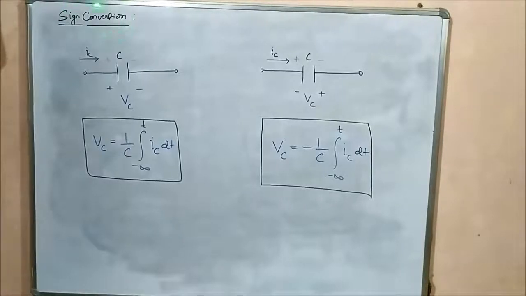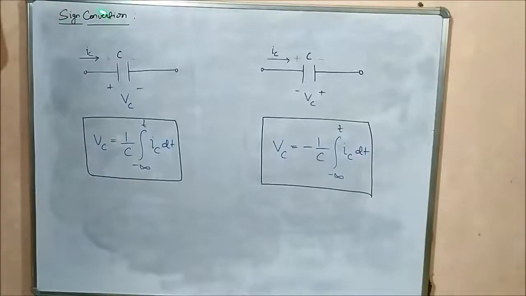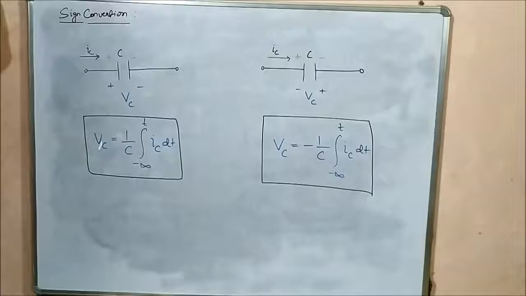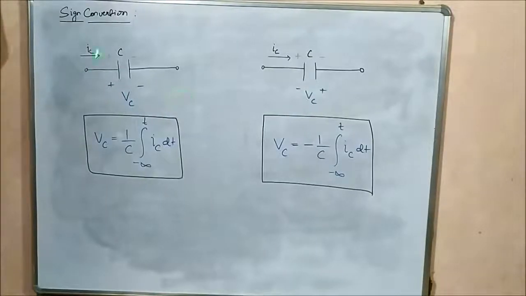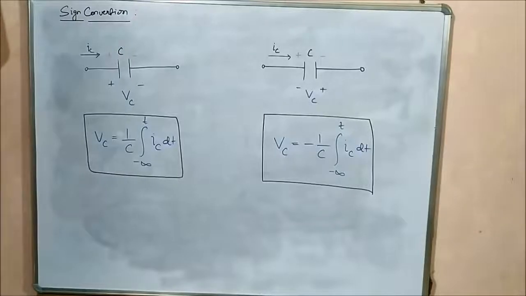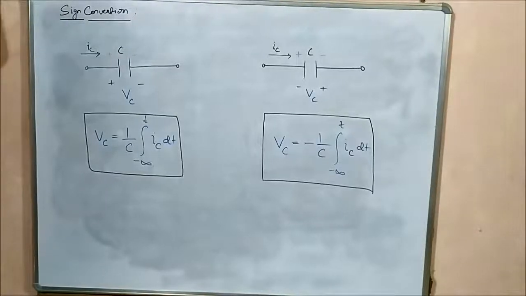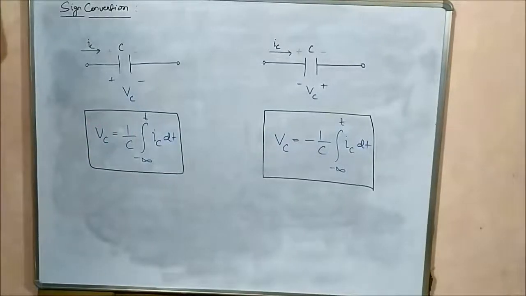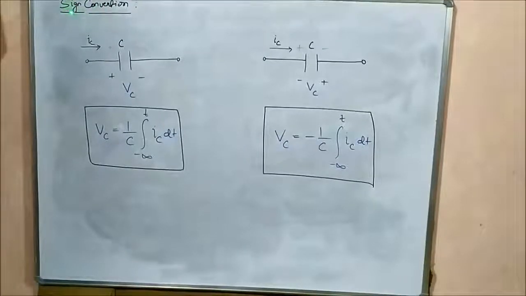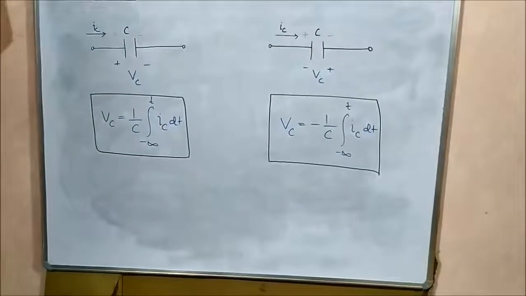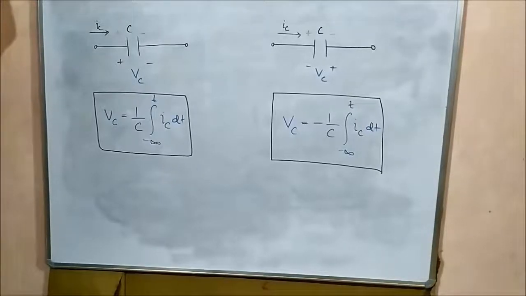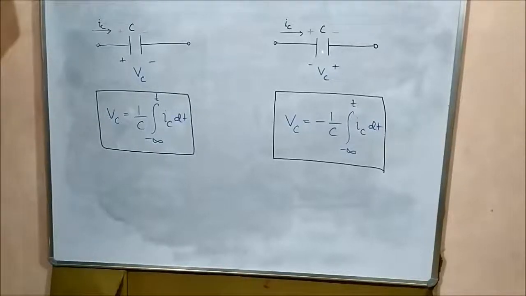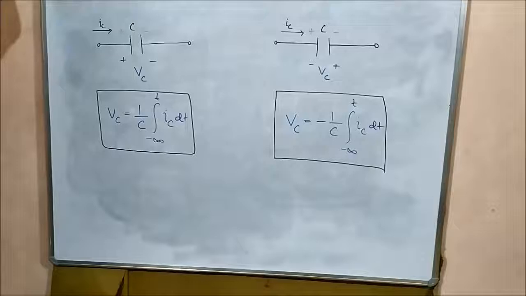So next we are going to discuss the sign convention. Sign convention means the polarity of the voltage across the capacitor. Now this is very important because most of the time mistakes happen while assigning the polarity of the capacitor voltage. We discussed the sign convention while analyzing the voltage drop across a resistor. We also discussed it while evaluating the voltage across an inductor, and we will do the same while analyzing the capacitor voltage.